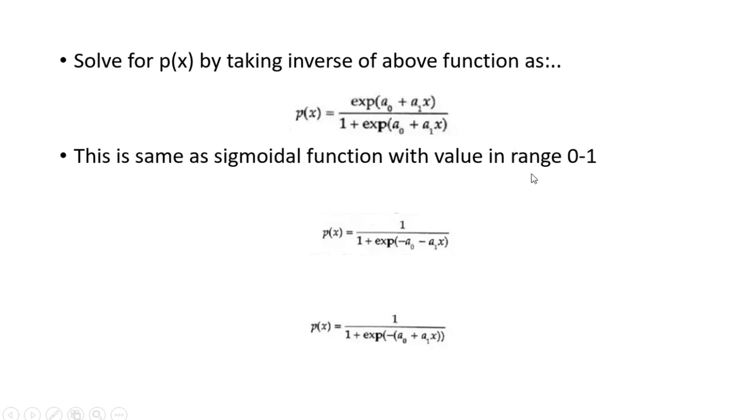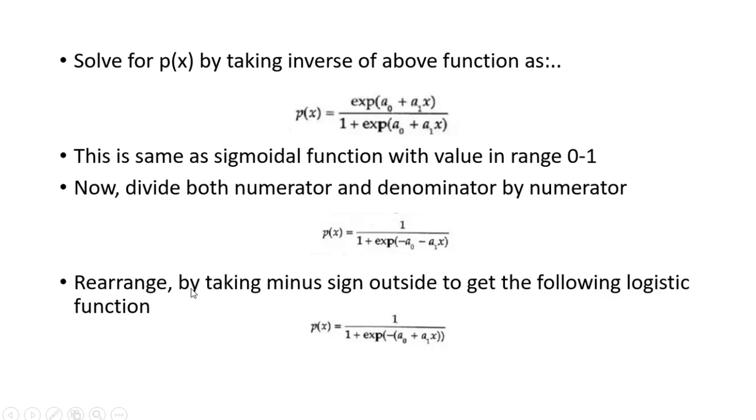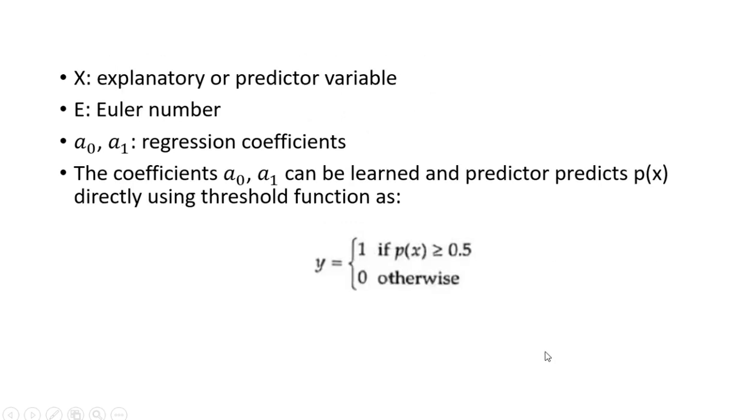Now we know that the sigmoid function will have a range from 0 to 1. So what we are doing is dividing both numerator and denominator by exponent of a0 plus a1x. When I divide, I get p(x) is equal to 1 by 1 plus exponent of minus a0 minus a1x. Now rearrange this. What you can do is take the minus outside. So when you take the minus outside, you get p(x) is equal to 1 by 1 plus exponent of minus of a0 plus a1x.